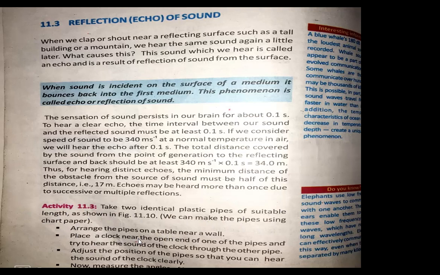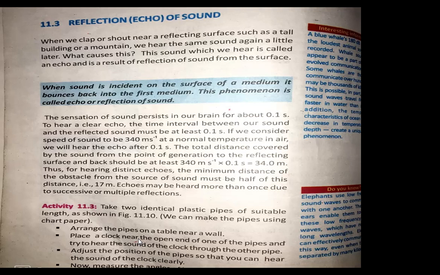Place the clock near the open end of one of the pipes and try to hear the sound of the clock through the other pipe. Adjust the position of the pipe so that we can hear the sound of the clock clearly. Now measure the angle of incidence and reflection. So this is the activity through which we can clearly understand a topic. If we have any problem, we can do it with the help of an experiment. We can clearly understand this type of topic.